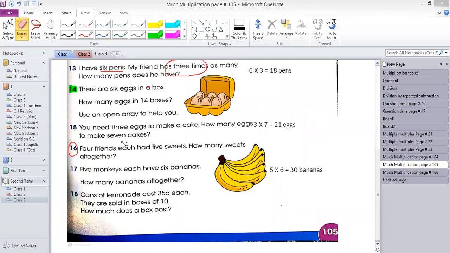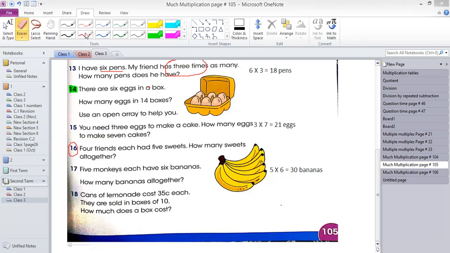4 friends each had 5 sweets. How many sweets altogether? 4 multiply 5 equals 20. Good. Thank you.